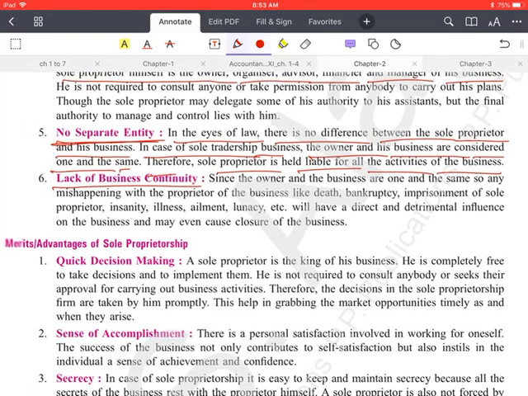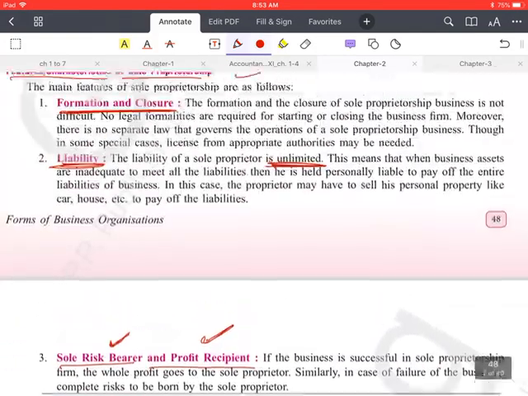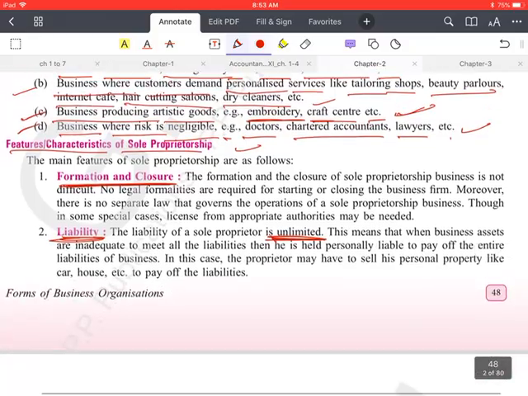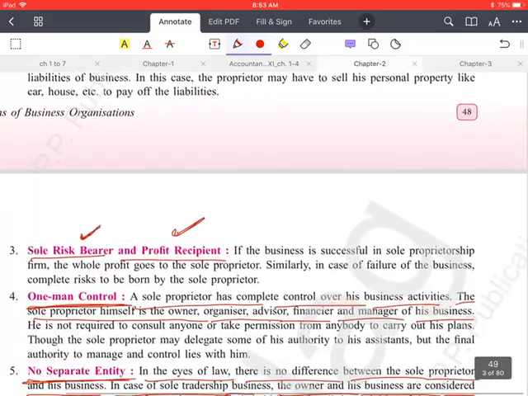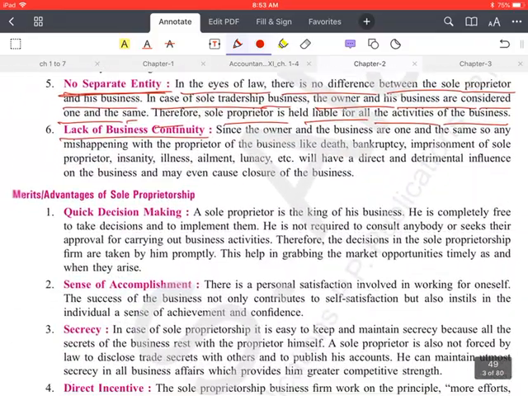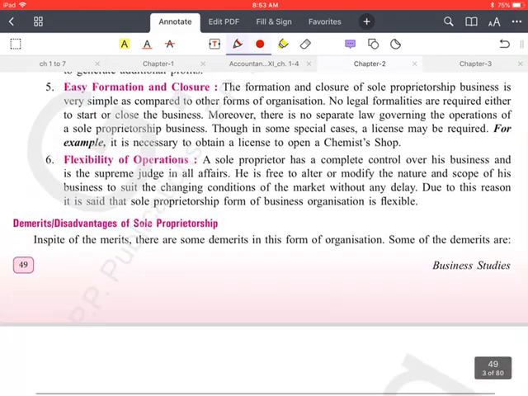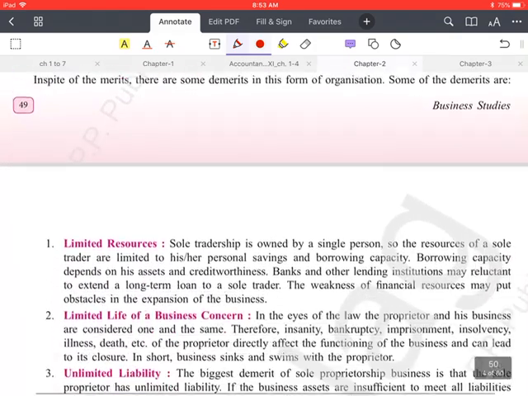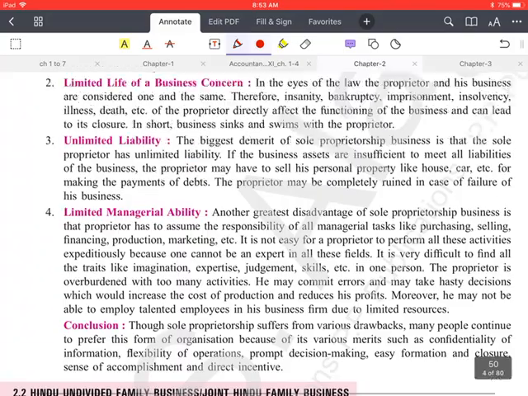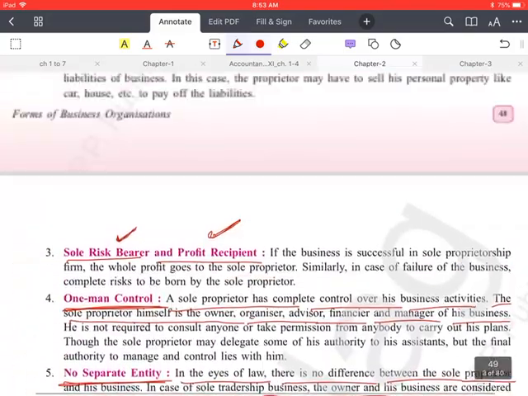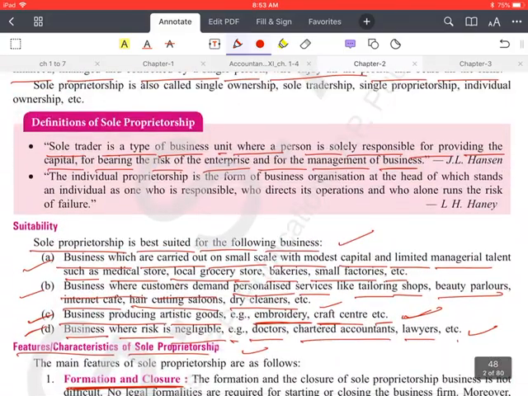Okay. So these are the meaning and some suitability and features of sole proprietorship business. So in our next video we'll discuss the merits and demerits of sole proprietorship business. Okay, students. So read all the things, and if you have any problem, any query, you can ask me.